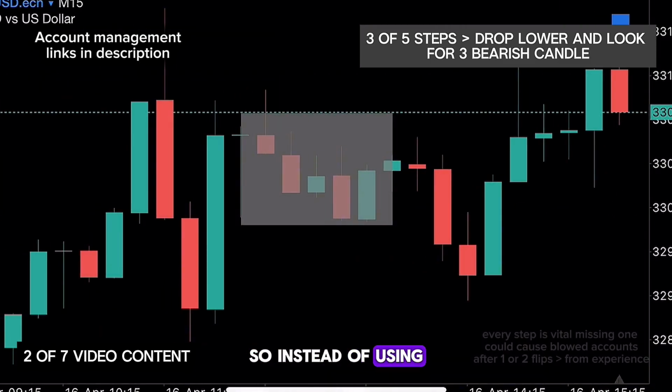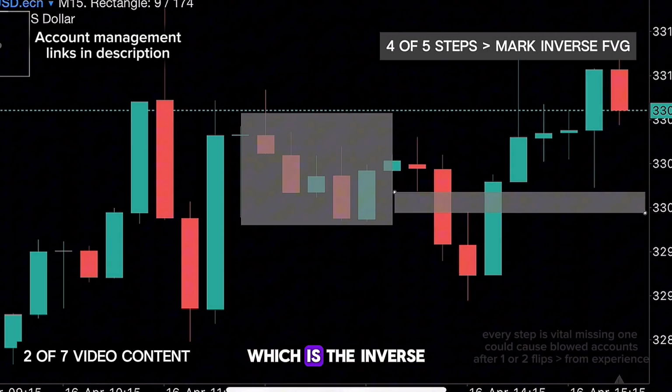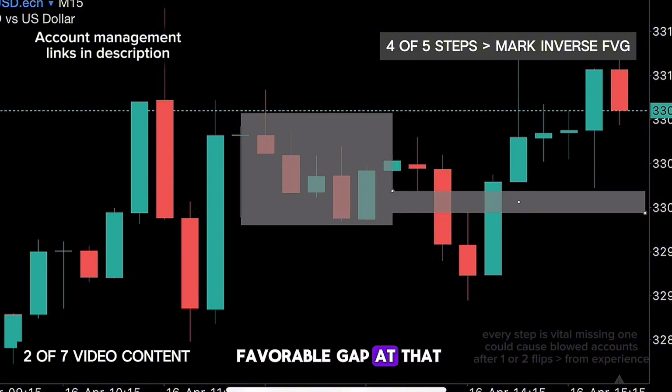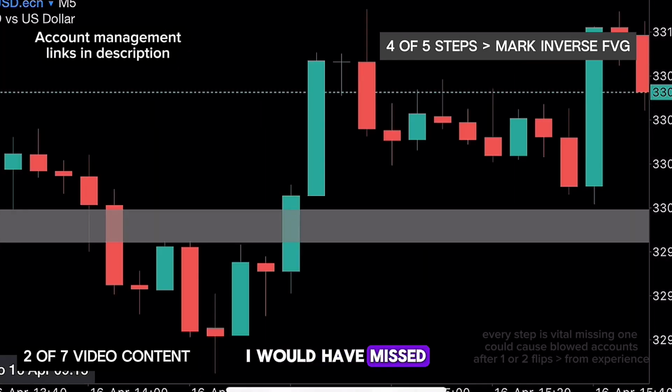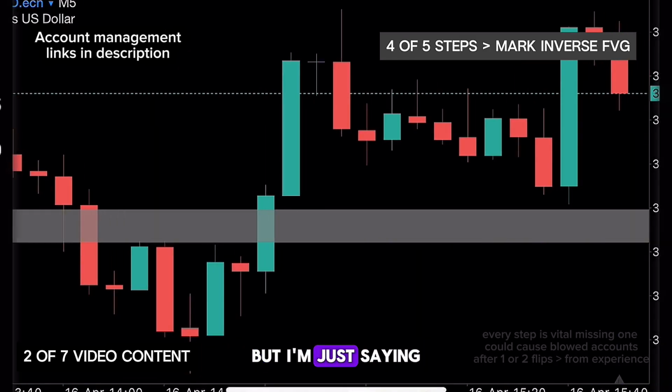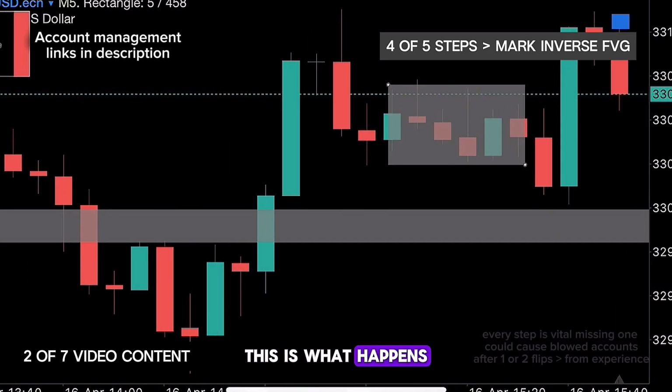So instead of using my secret confirmation, I used inverse price action, which is an inverse fair value gap at that point there, which is very risky. I won't recommend you use it, but if I didn't use it, I would have missed out on this move. But just so you know, if you don't use the secret confirmation, this is what happens.